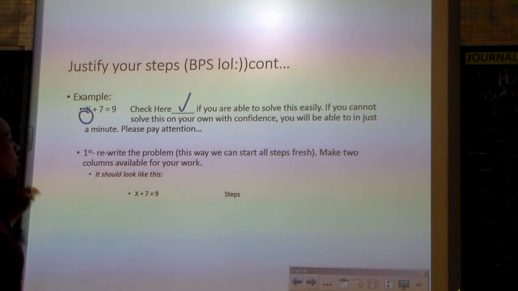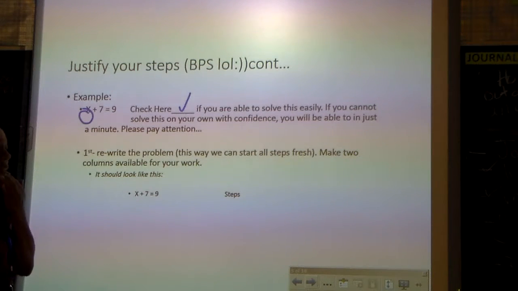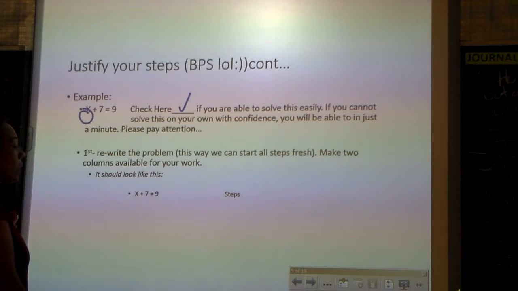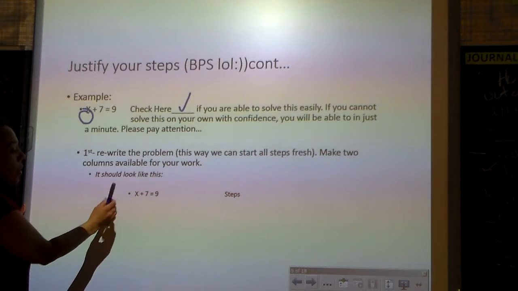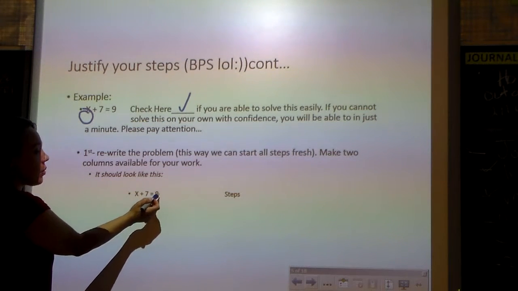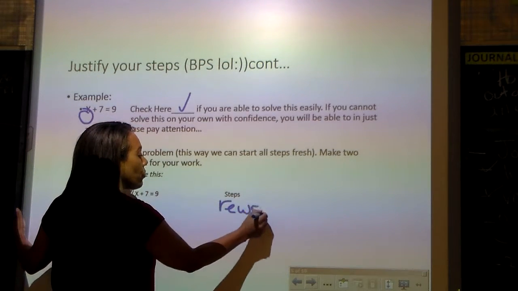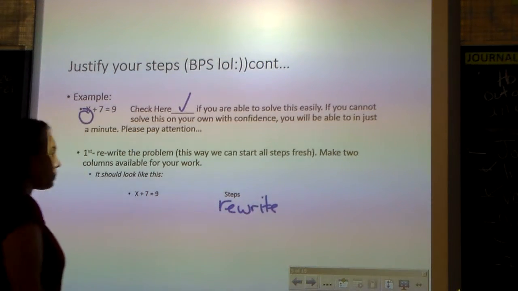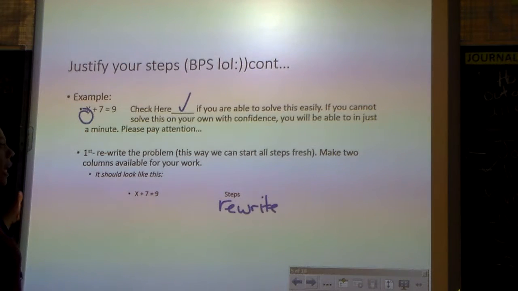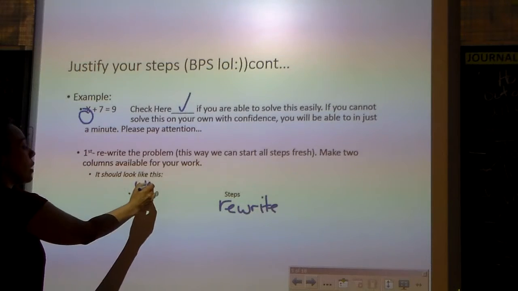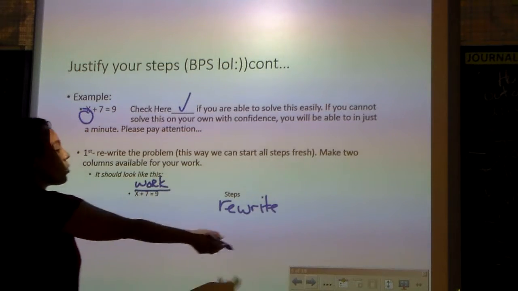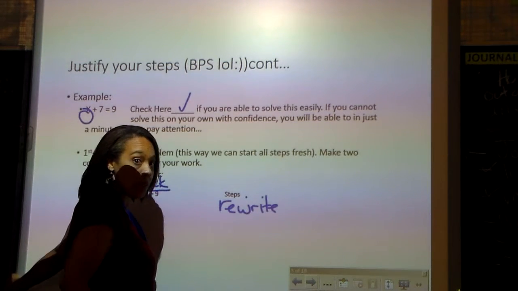So what I do first is I rewrite the problem. This way we can start fresh, and that's always step number 1: rewrite the problem. So I rewrote x plus 7 equals 9. And the step was rewrite the problem. Here I have 2 columns available: a column where I'm going to do the work, and a column where I'm going to write the steps.